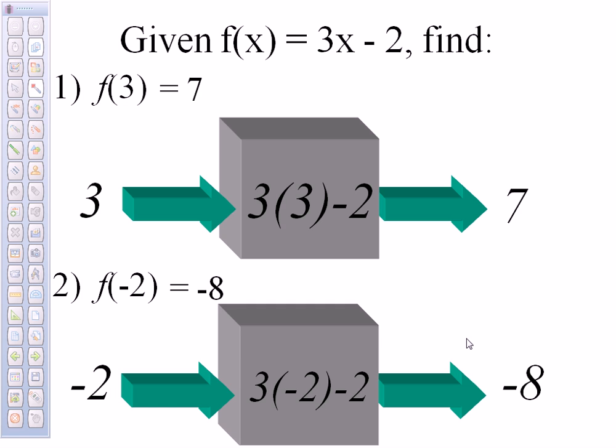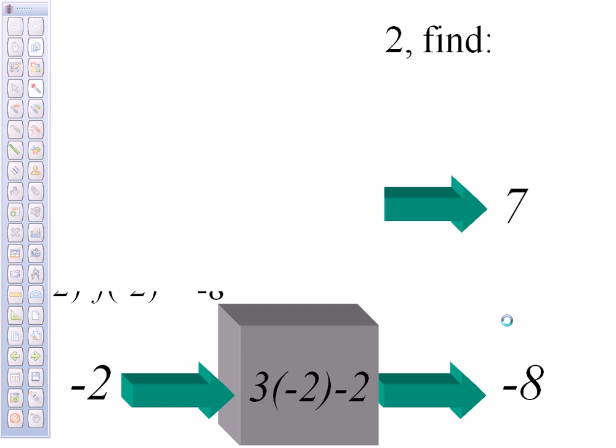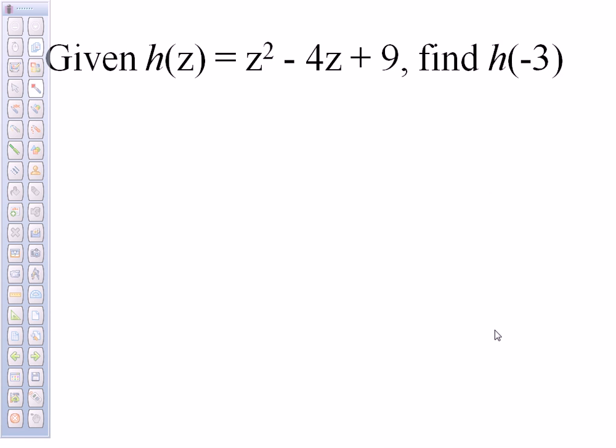Alright, given this, it's not f. It's h, and it's not x, it's z. So we just name the function differently. h of z equals z squared minus 4z plus 9. Find h of negative 3. Well, that negative 3 must be plugged in for every z.